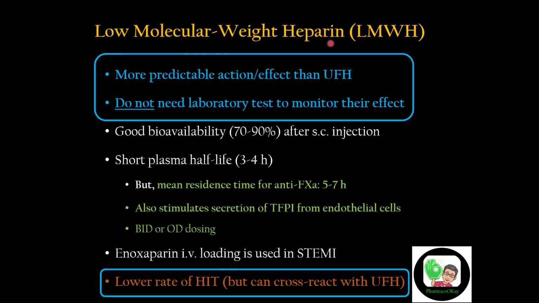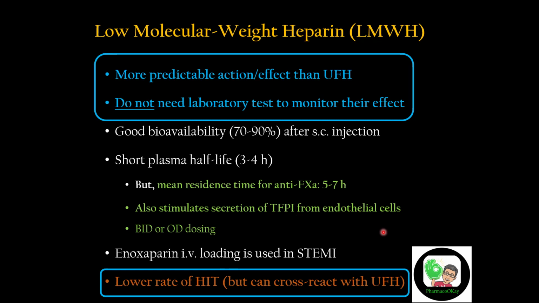For low molecular weight heparin, the structure is shorter than unfractionated heparin, and the action is more predictable. These drugs don't need a laboratory parameter like APTT to monitor the effect, and it has a good bioavailability following subcutaneous injection. It has a short plasma half-life, about 4 hours. However, these drugs could produce a prolonged action, since it has a mean residence time for anti-factor 10A of about 7 hours.